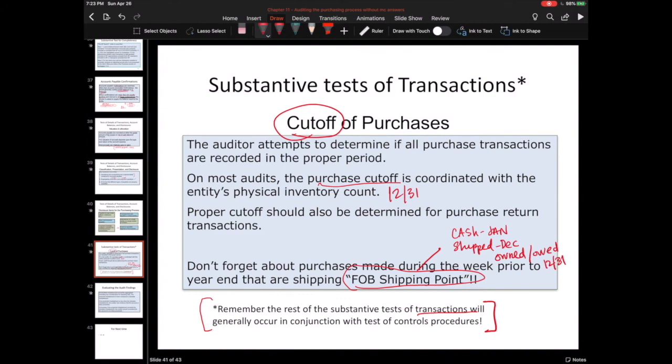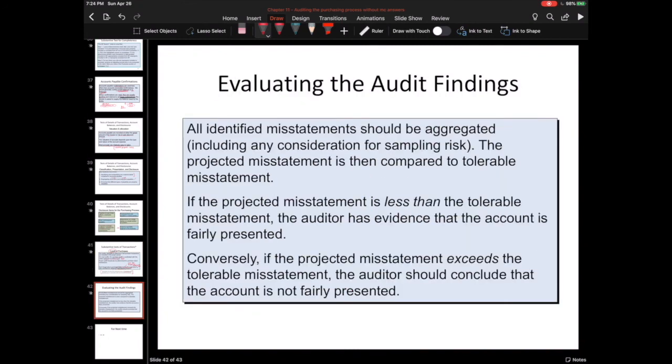So the other thing that the AP search is testing, as well as completeness, is cutoff. So cutoff gets tested in conjunction with physical inventory count, and also gets tested with that AP search. Okay, and of course, at the end of all these procedures, we're going to evaluate our audit findings. If we have any misstatements, we're going to look at them in the aggregate, and we're going to compare those aggregated misstatements to our tolerable misstatement for the account to see if we think the account is fairly presented or not.